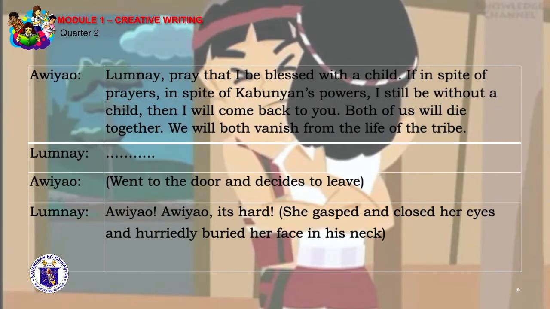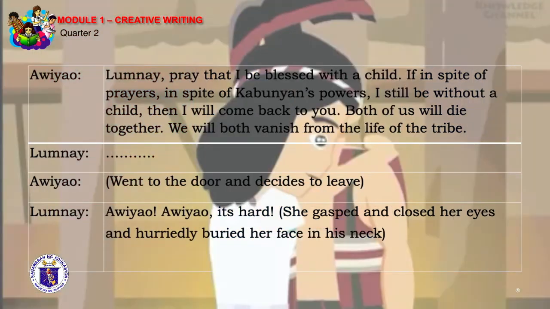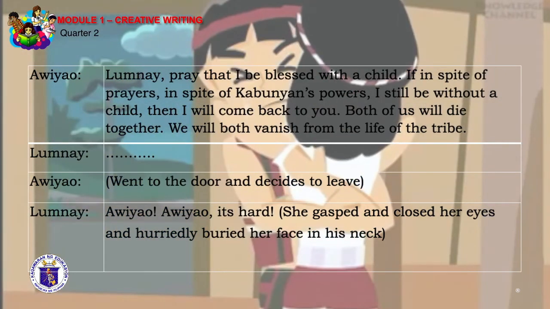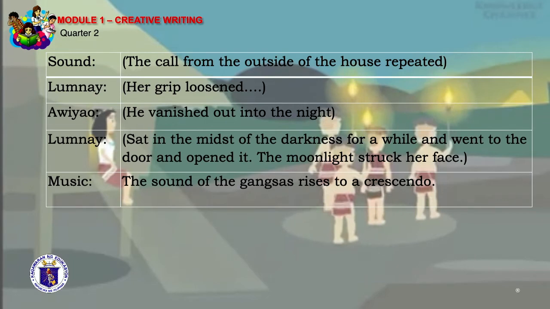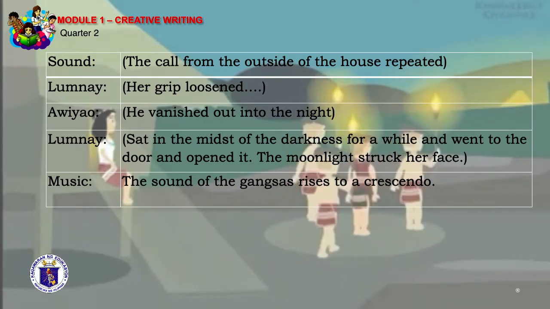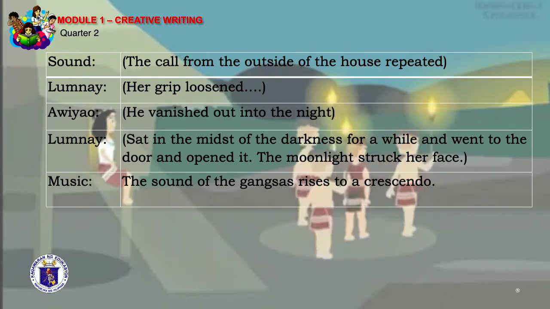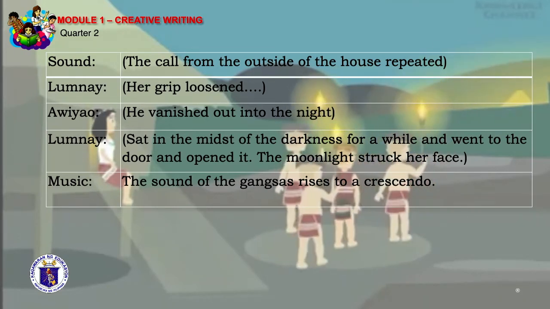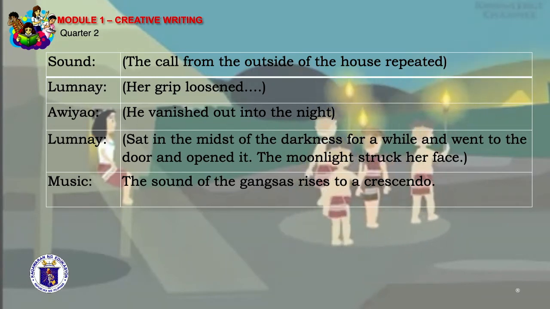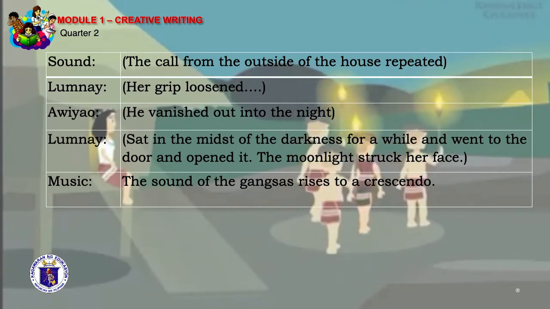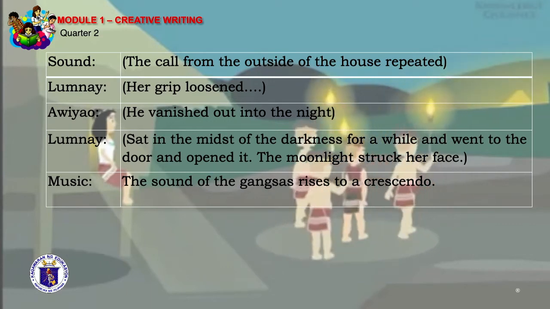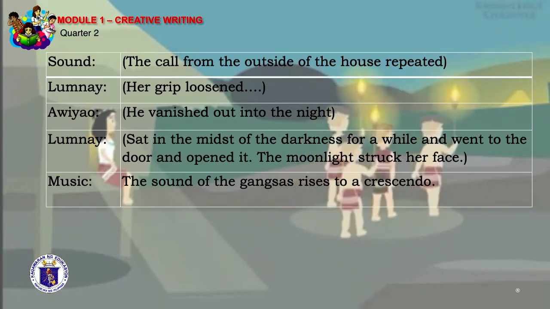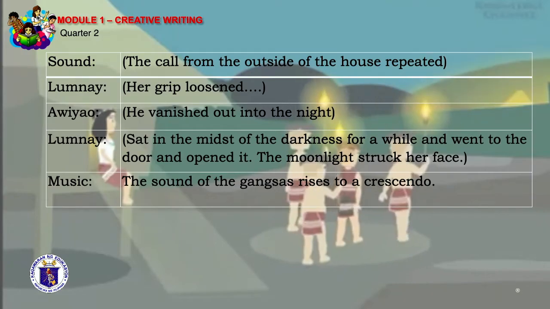(Went to the door and decides to leave.) Awiyaw, Awiyaw, it's hard. (She gasped and closed her eyes and hurriedly buried her face in his neck.) The call from the outside of the house repeated. Lunay, her grip loosened. Awiyaw, he vanished out into the night. Lunay sat in the midst of the darkness for a while and went to the door and opened it. The moonlight struck her face. The sound of the gangsa rises to a crescendo.